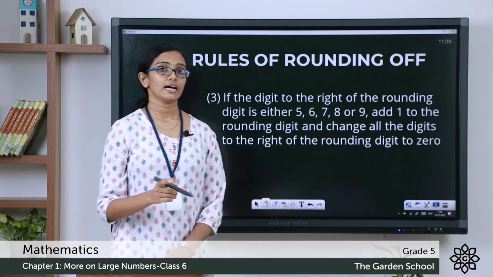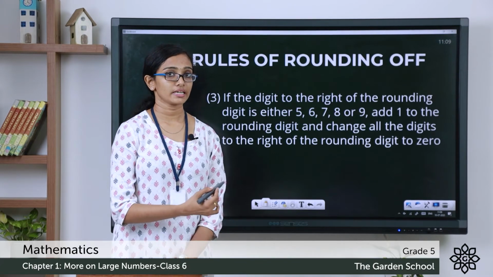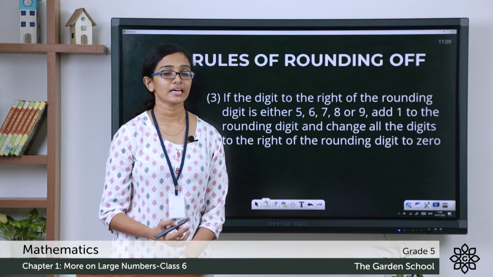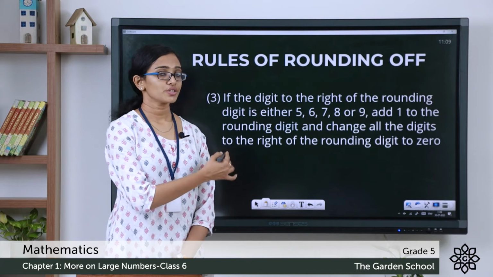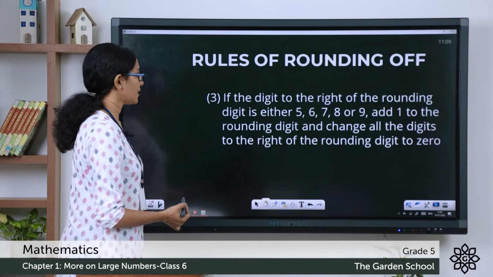43,56,530. If the digit to the right of the rounding digit is 5 or more than 5, that is, if it is either 5, 6, 7, 8 or 9, in that case, we will add 1 to the rounding digit and change all the digits to the right of it to zeros. Let's see one example here.